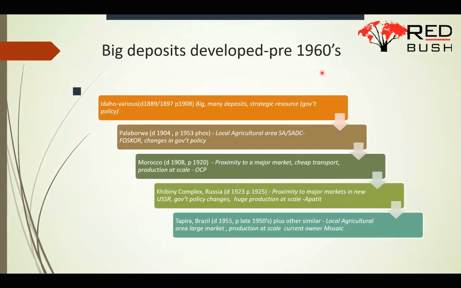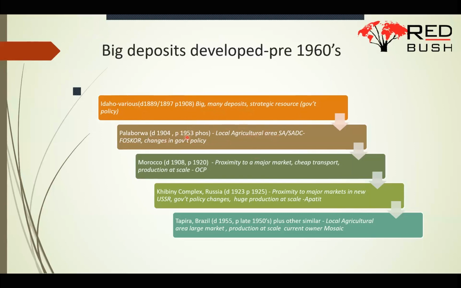Pre-1960, a couple of things change. Now, Idaho is a bit of a strange one. When I had a look at Idaho, it gets developed as a strategic resource for the government, and there's a whole long history, and it gets really complicated. It's very badly managed until fairly recently, actually. It's discovered in 1889. Some production gets going in 1908, but it's not until after the Great Depression that it really gets going, mostly because of bad government policy.